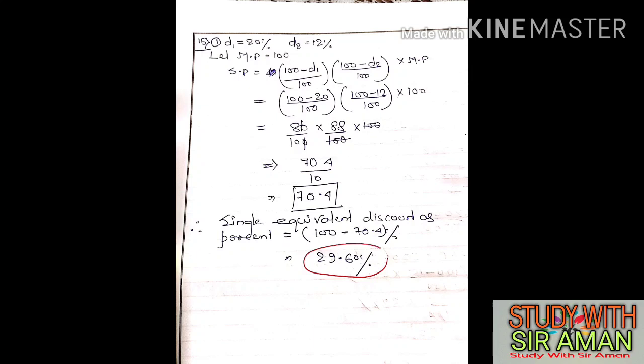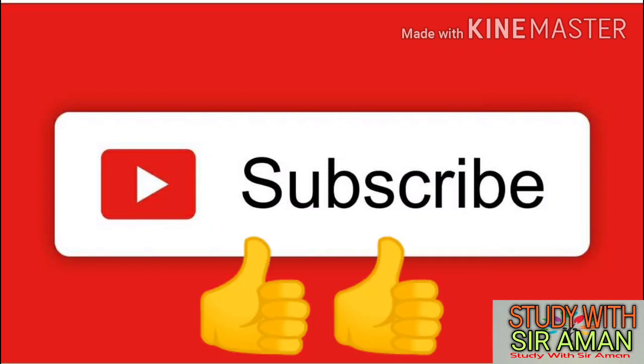What do we need? We need discount. Discount is equal to MP minus SP. So here we will do in percentage. 100 minus 70.4, 29.60. What is 29.60? It is the single discount which is equivalent to both 20% plus 12%. So instead of these two, 20% and 12%, if a shopkeeper is giving you 29.6, it is also equivalent to this. Okay, clear? Now I hope all of you have understood this.